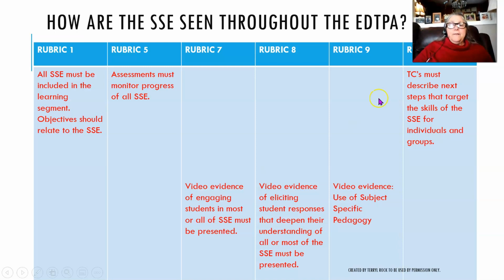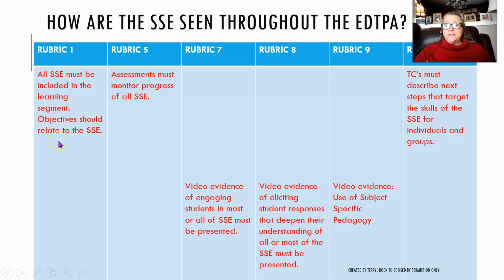Okay, this handy dandy little thing is going to show you how it all connects. So first of all, in rubric 1, that we know from reading all of that, all of our SSE must be included in the learning segment. So if you are teaching history and you've got those 3 bulleted items that I showed you on rubric 1, all 3 of those have to be present in your learning segment. Not every lesson, but in the segment, okay?